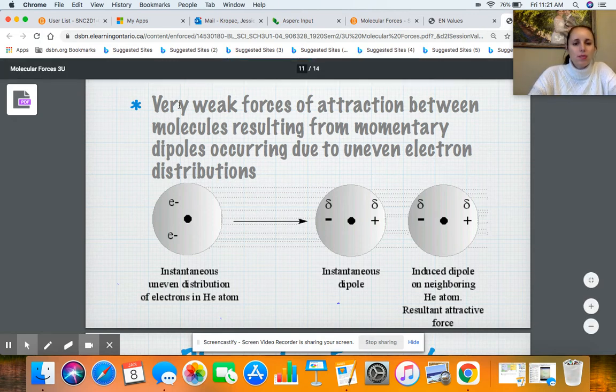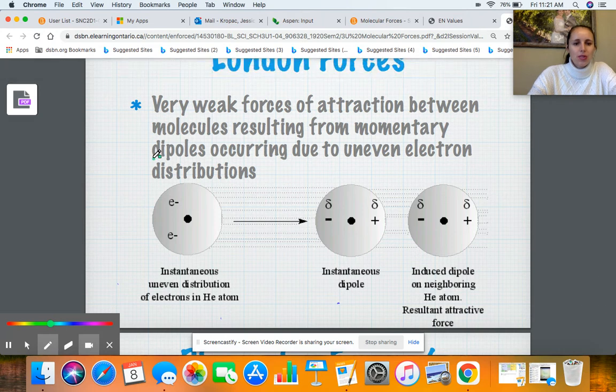So London dispersion forces are very weak forces of attraction between molecules, resulting in momentary dipoles occurring due to uneven electron distribution. So kind of confusing. First of all, we need to talk about what that term dipoles is. But before we get to dipoles, I want to talk about what this uneven electron distribution is.